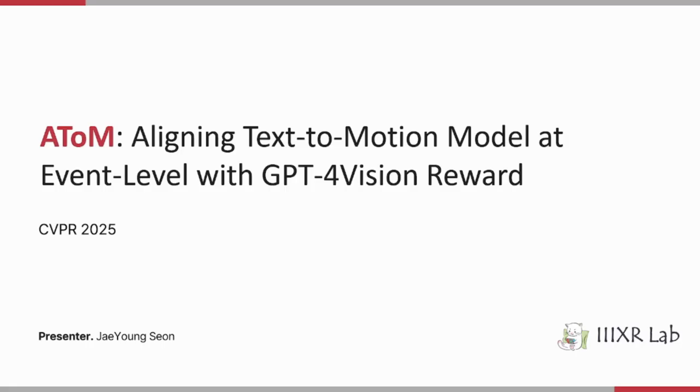Today I would like to introduce a paper published at CVPR 2025 titled Atom: Aligning Text-to-Motion Model at Event Level with GPT-4Vision Reward. This work addresses a key challenge in text-to-motion generation, which is how to ensure that the generated motion accurately reflects the detailed structure of the input text, especially at the level of discrete events.